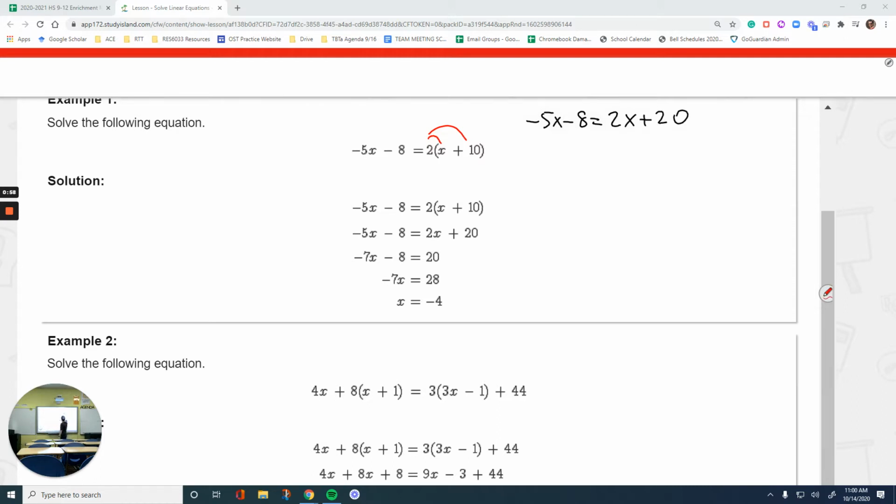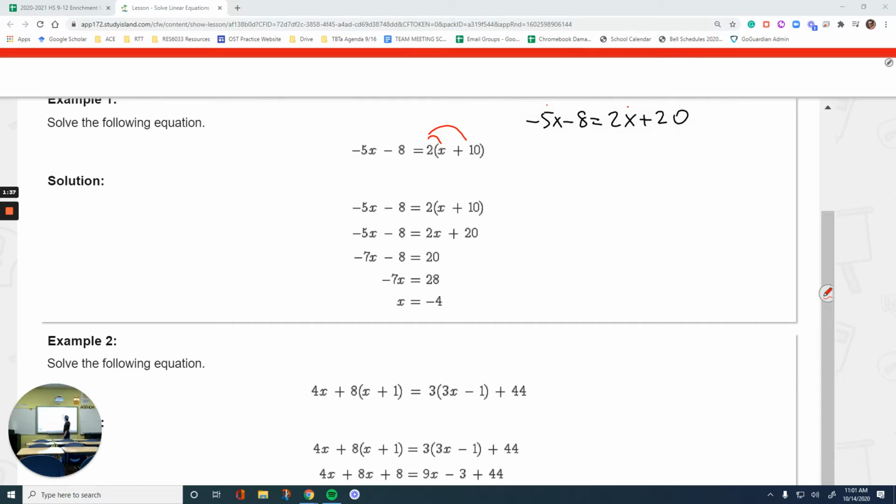Next, realize that you have like terms. One of them is on the left, the other one is on the right. They both have x. I want to combine them together by doing either one of their opposites. I will either do plus 5x or minus 2x. Again, either subtract 2x, in which case I'll have negative 5 minus 2, negative 7x. I do not want to have that. I don't like dealing with negative x's. If you have no problem, you can go ahead and do it. It doesn't change anything.